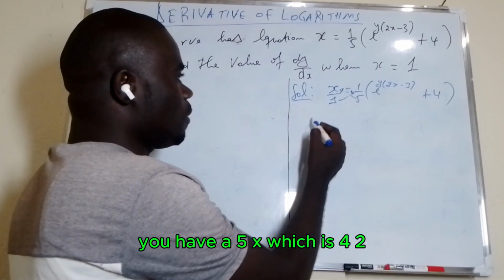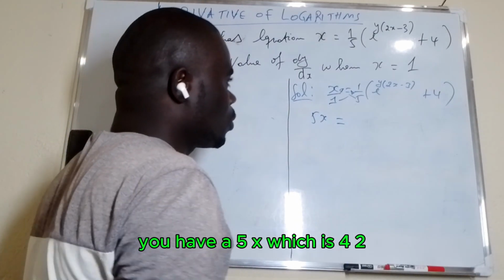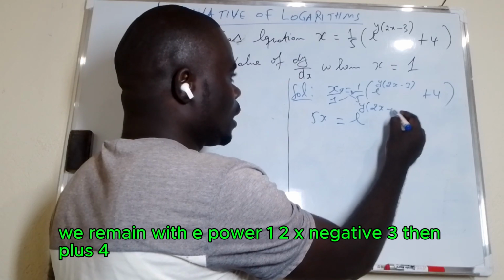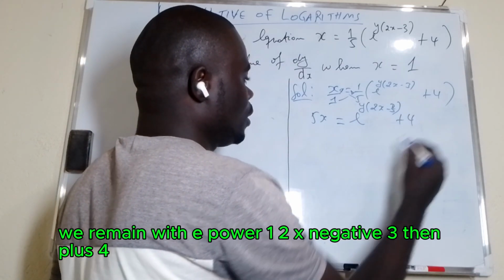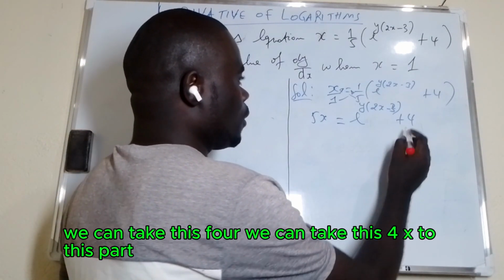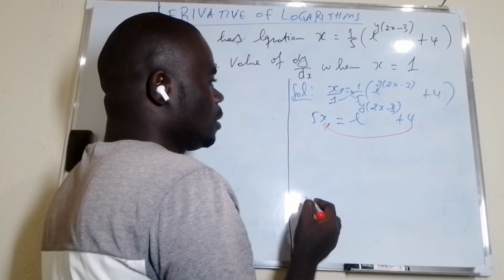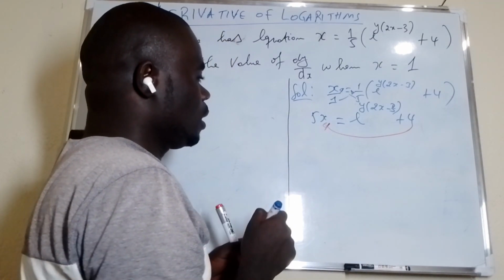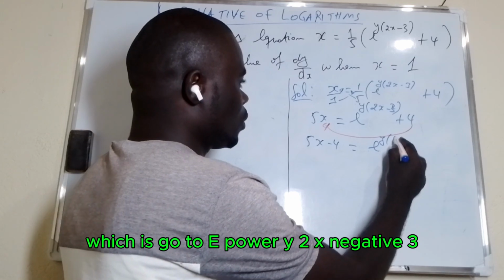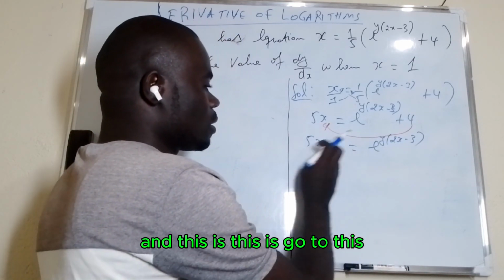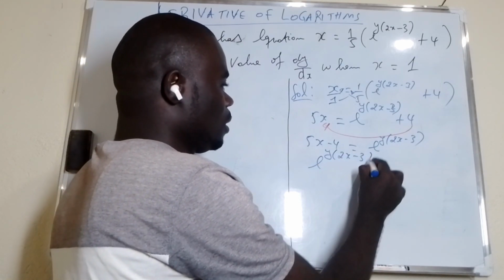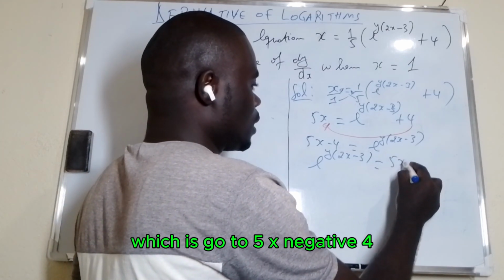When we make the cross product, we have 5x equal to e^(y(2x-3)) + 4. What we can do here is take the 4 to the other side. When we take the 4 to that side, we have 5x - 4, which is equal to e^(y(2x-3)). So e^(y(2x-3)) is equal to 5x - 4.